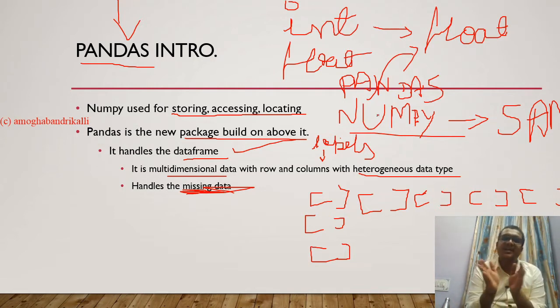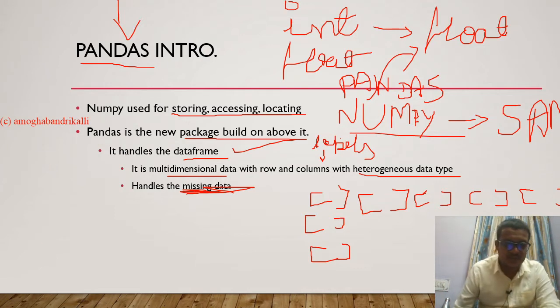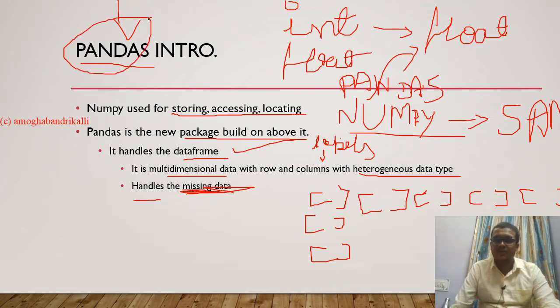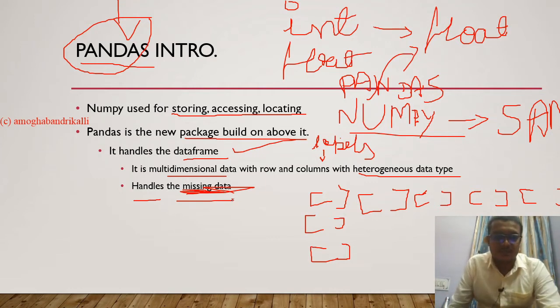If this condition has occurred, like erroneous values, we are going to remove it. That is going to be called missing data, and we are going to handle those missing data using pandas. This is another very important thing which we are going to see in pandas. I will discuss what this missing data is in the next few slides.